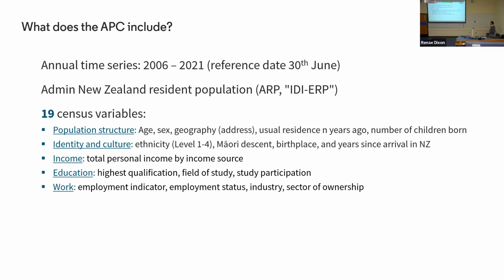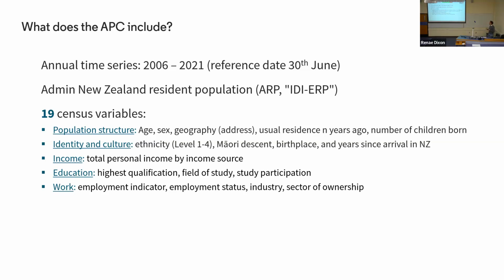And on top of that admin New Zealand resident population, we also add 19 census variables. They are the ones you would expect for population structure. So these are age, sex, geography down to the address level, usual residence five years ago to understand mobility, and number of children born for all females over 15. But then also, importantly, identity and culture attributes, and ethnicity. If you're familiar with the ethnicity classification in use, that's going down to the lowest level, level 4, the most detailed level.